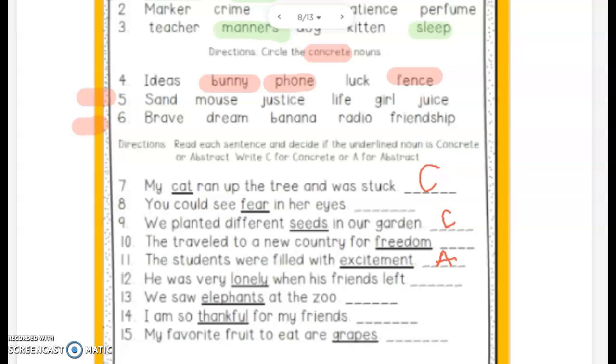13. We saw elephants at the zoo. Well, I can see it. It even says saw in there, so I can see, touch, taste, or feel it. It is concrete. Oh, wrong one. 15. My favorite fruit to eat are grapes. Well, I can taste a grape, so I can see, touch, taste, or feel it.